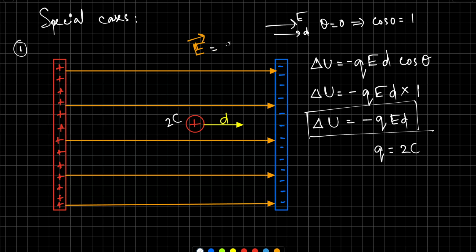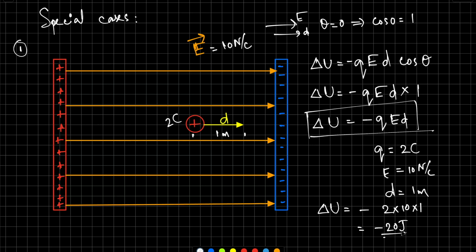Electric field is, let's say, 10 Newton per coulomb. E equals 10 Newton per coulomb. Displacement, the distance between this point and this point, let's say 1 meter. It's too long, but still, yeah. How will you find delta U? Delta U equals minus 2 times 10 times 1. That is minus 20 joules. So this positive charge would lose 20 joules if you allow it to move from this point to this point. That's the meaning of this equation.